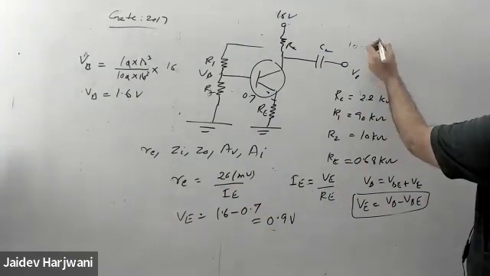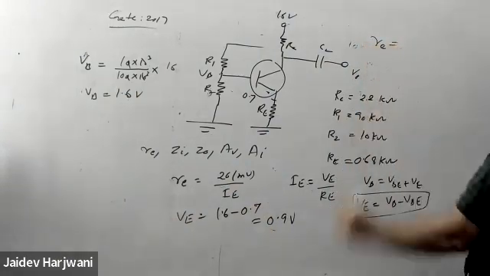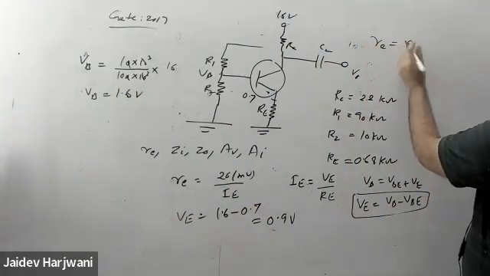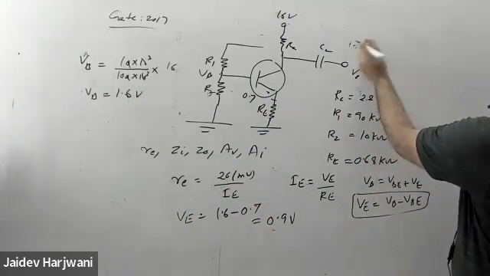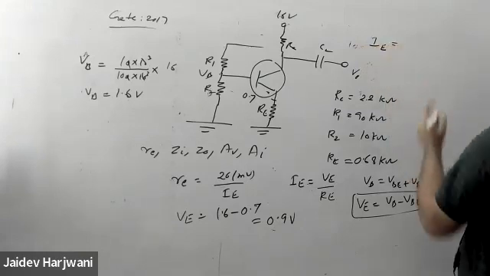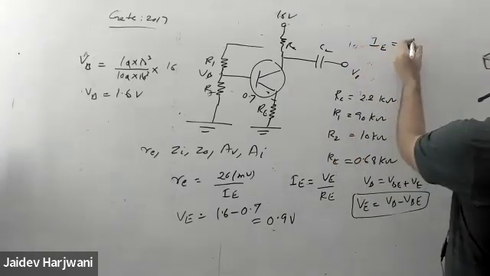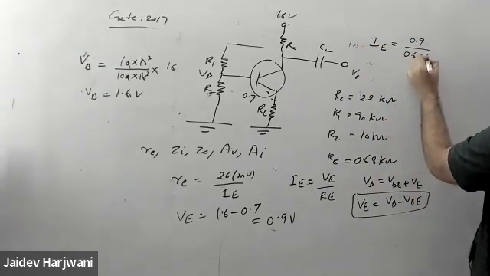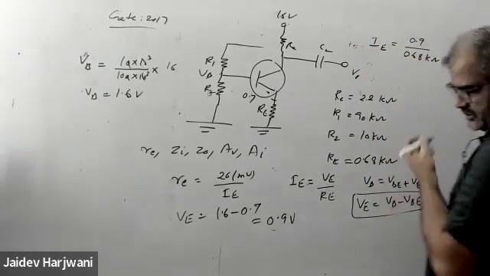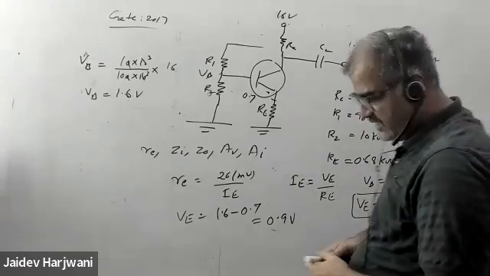Okay. So you can find now re. re will be 26 millivolt upon IE. So first find IE. IE will be your 0.9 volt divided by 0.68 kilo ohm. So you know these things. Tell me what is the IE value now?